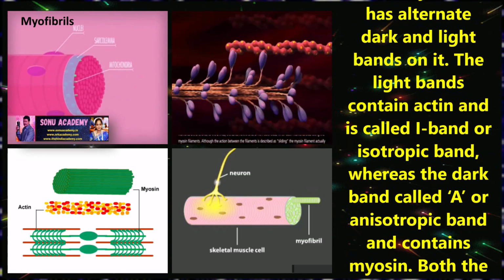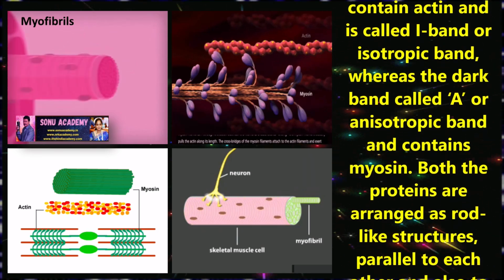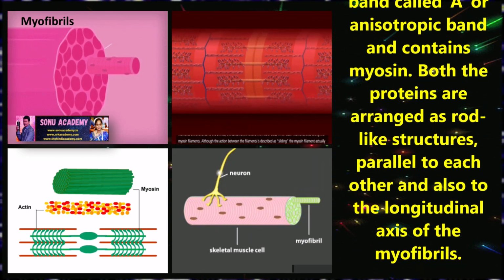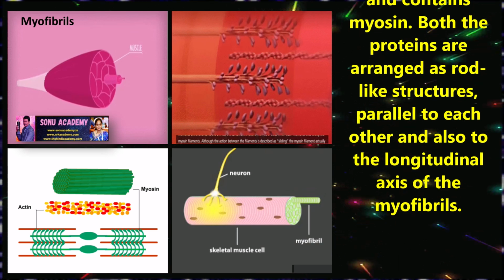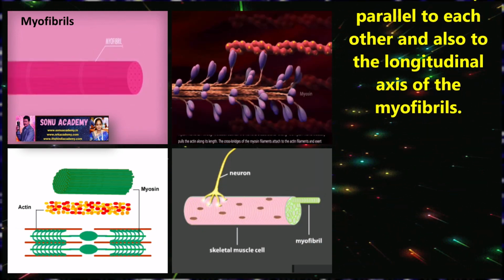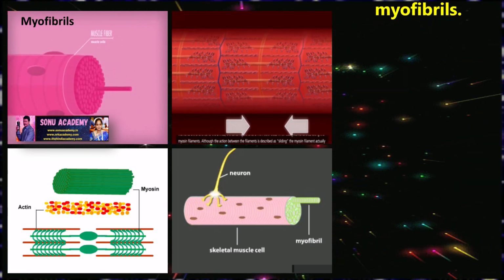The light bands contain actin and are called the I band or isotropic band, whereas the dark band is called the A band or anisotropic band and contains myosin. Both the proteins are arranged as rod-like structures parallel to each other and also to the longitudinal axis of the myofibrils.